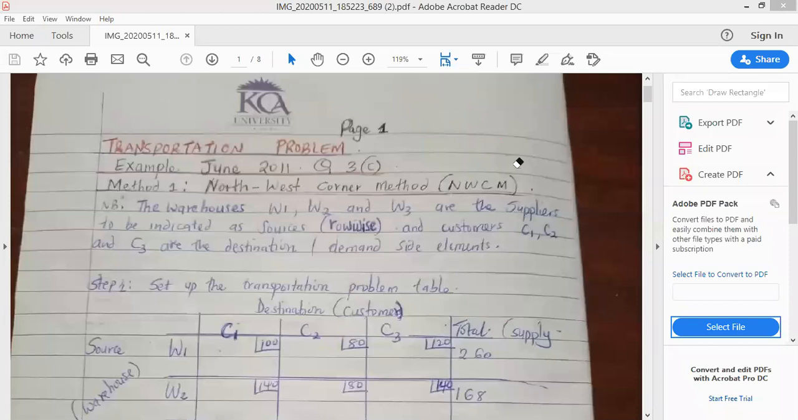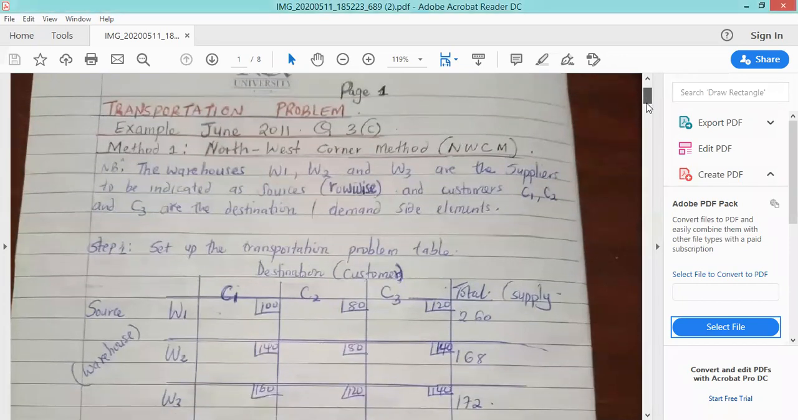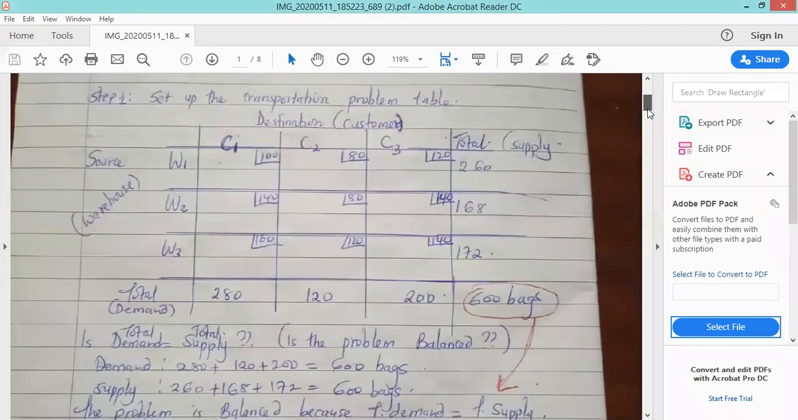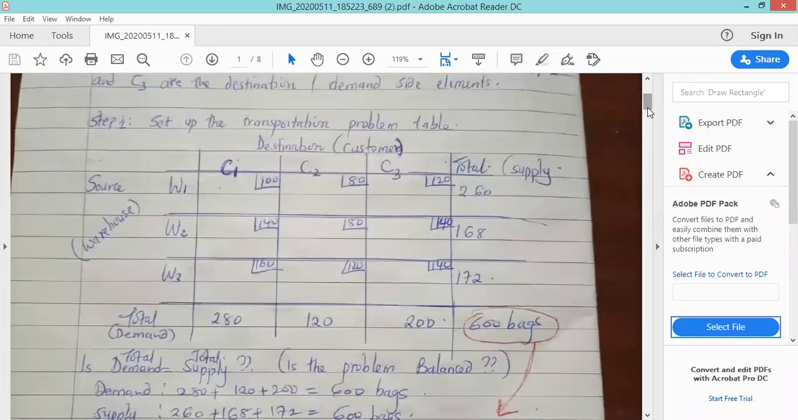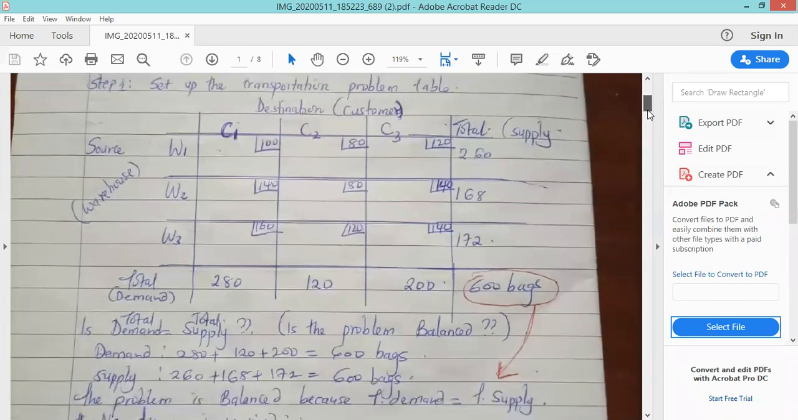So we'll be assigning the units, then asking ourselves: have we exhausted the units at that particular supply point? Have we satisfied the destination? So let's start. I've already set the table. It shows the cost per unit of transporting a bag of rice from one source to a particular destination. I've not changed anything. Those figures are provided in the table. So our first table is this.